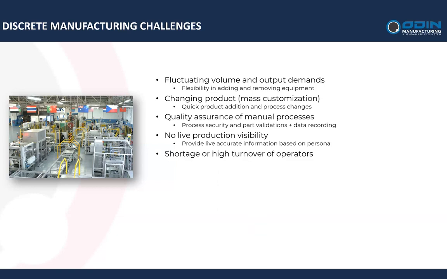Shortage or high turnover of operators is a key challenge that most discrete manufacturers face. So either not enough operators or a high turnover of operators, and in many cases, not enough skills within the operators to actually work on the shop floor. And so we need systems that are able to quickly train and onboard new operators, and also manage the risk and the quality of the product that is introduced when you bring new people onto the shop floor.